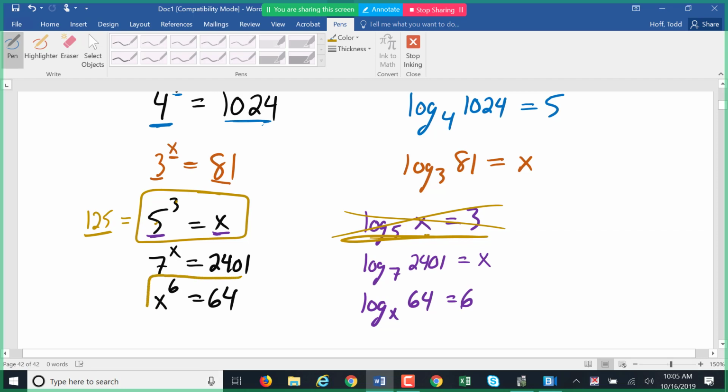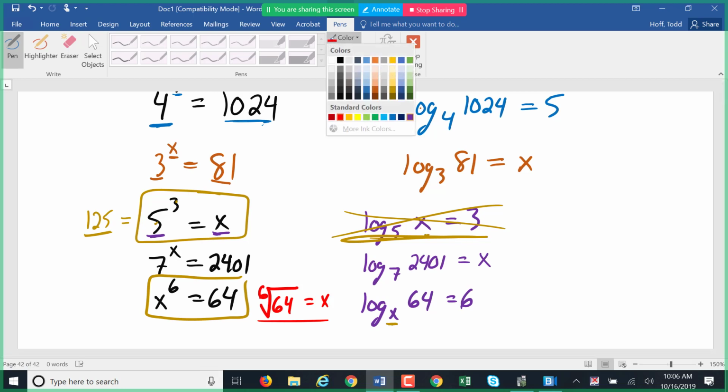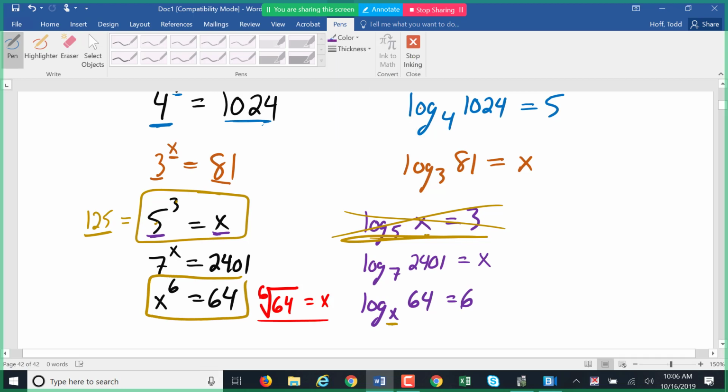This last one down here, the variable is the base of the log. That doesn't help us at all either. x to the 6th equals 64. If I was going to try to solve that, the form that would be beneficial is a radical form, a root. The 6th root of 64 equals x. That's the form that would make that most beneficial for us. The only form where it's beneficial to change that exponential to logarithmic is when the variable is in the power of that exponential form.